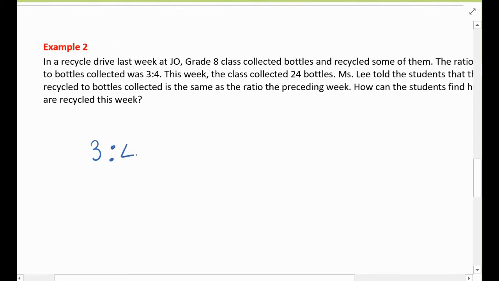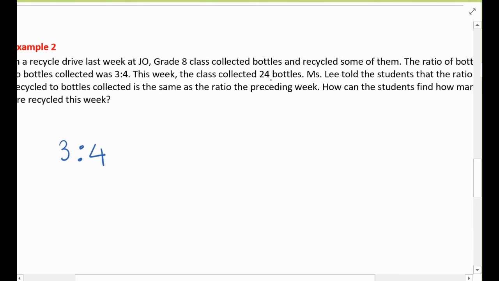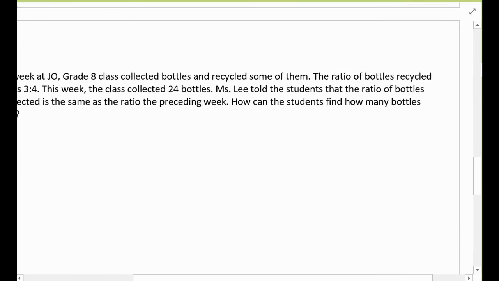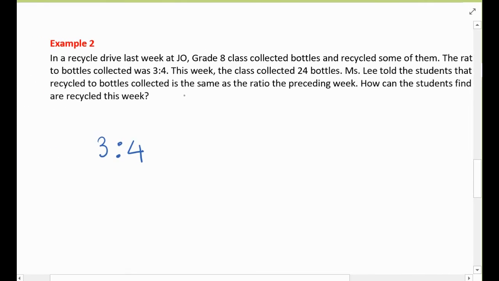3 to 4. So this is recycled. This is the bottle collected. So this week, the class collected 24 bottles. Miss Lee told the students that the ratio of the bottles recycled to bottles collected is the same as the ratio the preceding week.